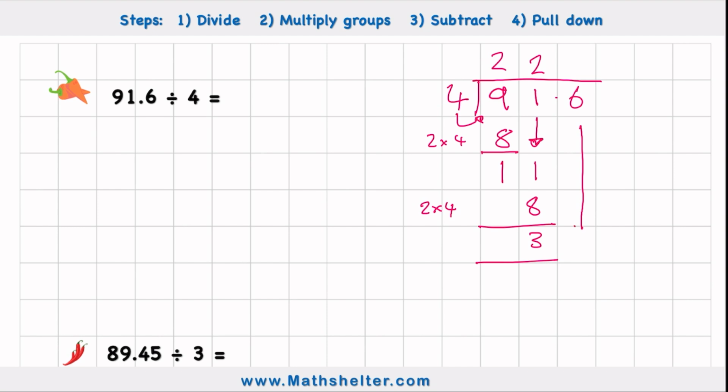Pull back my next number, but before I do that I need to put my decimal in place to make sure it's in the same line, and then I'm left with 36. How many 4s are there in 36? 9. So my answer to the orange chili challenge, 22.9. Okay, let's see how hard this can go with our red chili challenge.